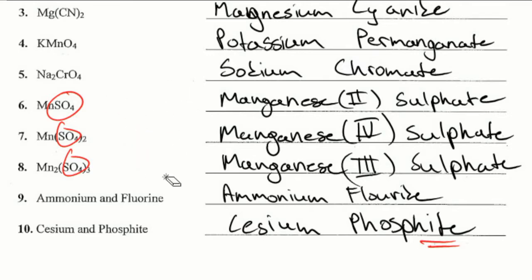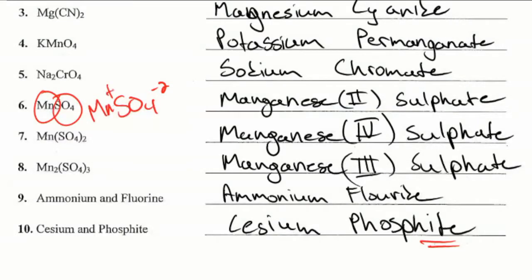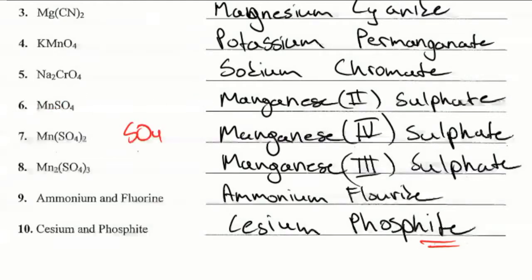In the first example, there's no brackets around it, so you only have one of this group. So if this group SO4 has a charge of -2, the Mn, in this case, has to have a charge of +2 in order to balance the charges out. In the second example, you have SO4 and you have another group of SO4, and each of these has a charge of -2. So together, you have a total charge of -4.